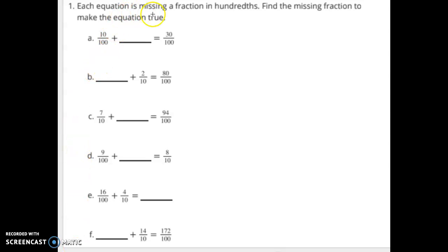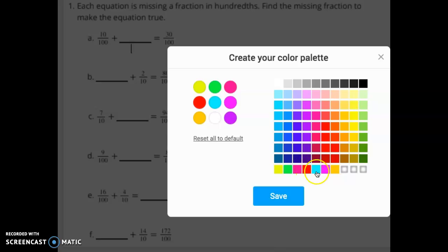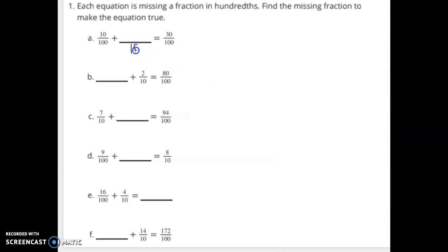Find each missing factor. So we had to figure out what was in the blank, and we had to make sure that they were all hundredths. Because I'm writing with this, I'm going to use the blank bar as a fraction bar. Oh, that didn't work. So each one should be 100. So 10 plus what would get you 30? Well, that's easy. 10 plus 20.